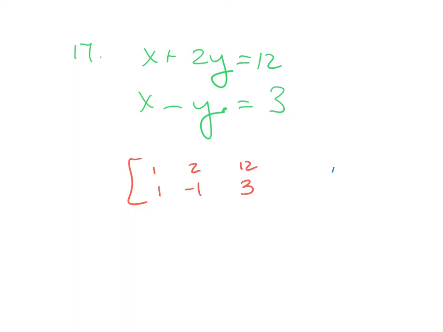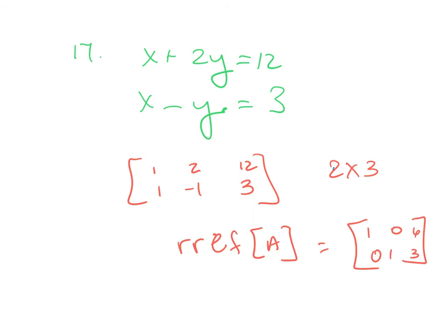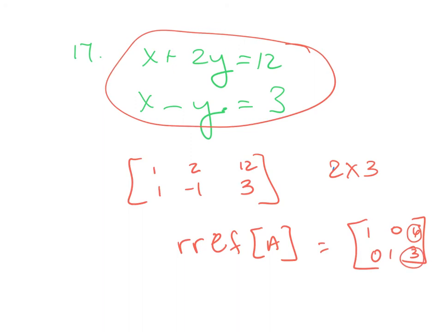Got it? 2 by 3. It's a 2 by 3. Go ahead and put that matrix in your calculator. When you do RREF to it, you should get the matrix 1 0 6, 0 1 3, and then we'll talk about it. It's an X, Y, then the number. So the first number is going to be your X, the second number is going to be your Y, okay? So the answer is D.